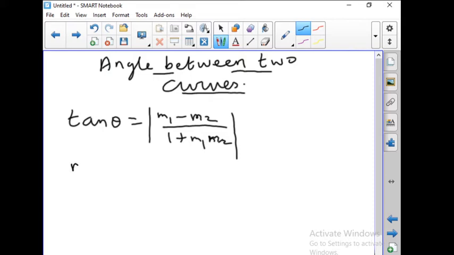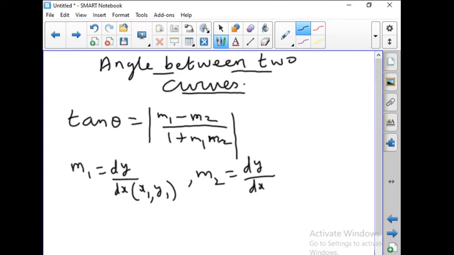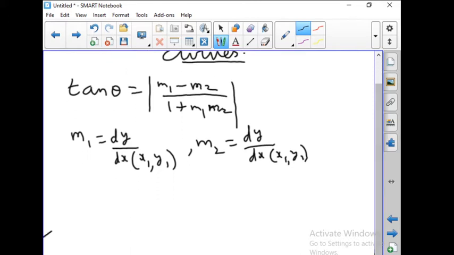So m1 is nothing but dy by dx at x1 comma y1. If x1 comma y1 is the point of intersection, then dy by dx at x1 comma y1 gives you m1. Similarly, m2 is dy by dx at x1 comma y1 for the second curve. m1 and m2 are the slopes at the point of intersection. Now we will do the exercise problems.